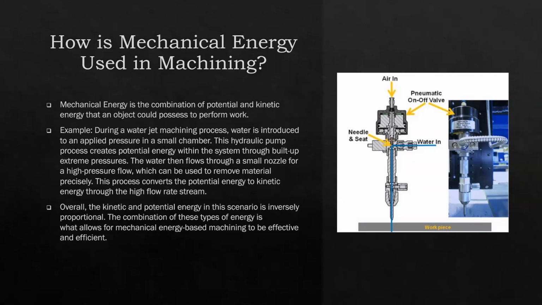Water is put in a small chamber and experiences a high pressure. This reaction process creates potential energy through built-up pressure. The water stream then flows through a small nozzle to create a high-pressure flow used to remove material from a workpiece. This process converts potential energy to kinetic energy, and overall in this scenario, the kinetic energy and potential energy are inversely proportional.